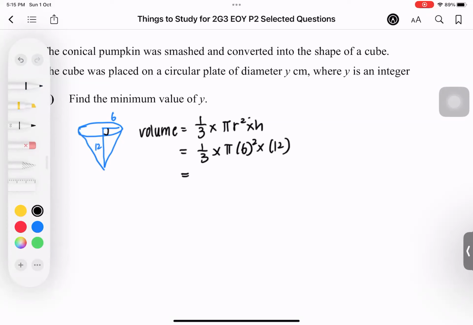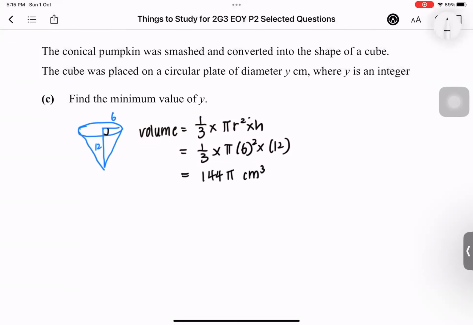Okay, let me calculate the number. I really don't like pi, so let me write this in terms of pi. 6 squared times 12, so this is 144 pi. This is my volume. Then it's being smashed and placed into a cube, so you want to form it into a cube.